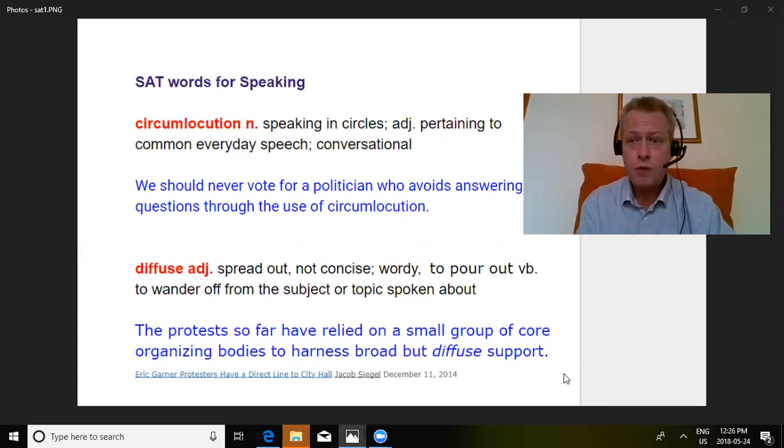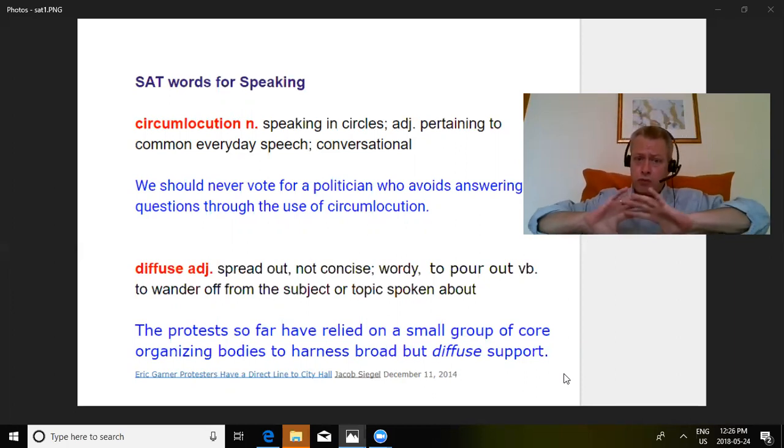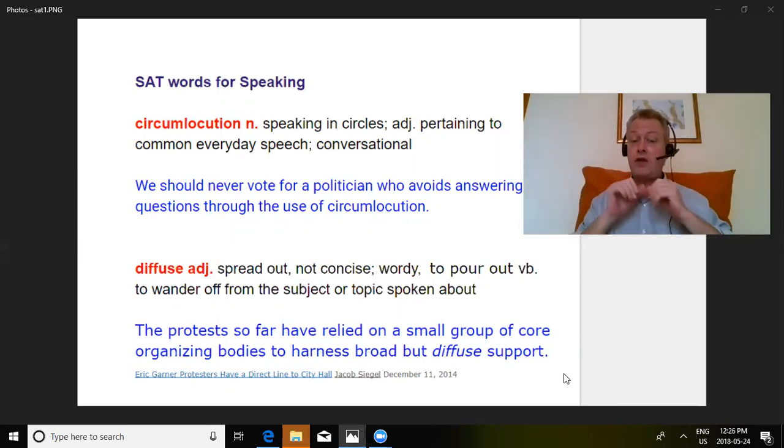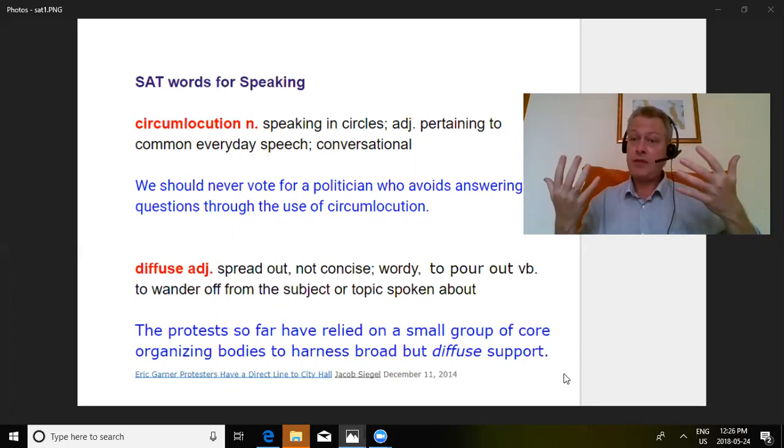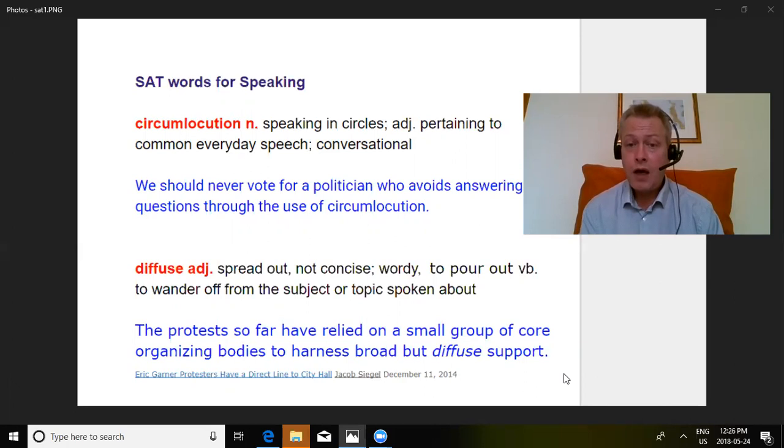We have diffuse, our second word here today. And diffuse is to spread out. It's not a very concise spreading out. Sometimes it can be wordy. We have to pour out as a verb. And it can mean also, as a verb, to wander off a subject or a topic being spoken about.